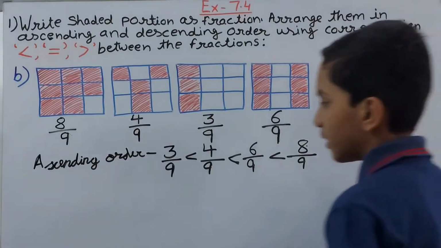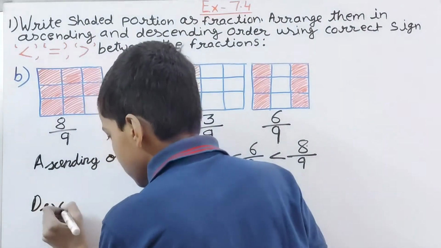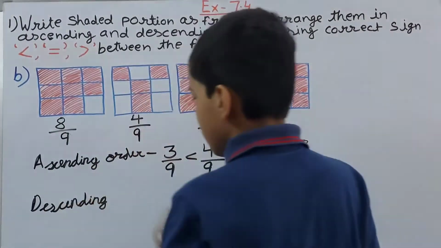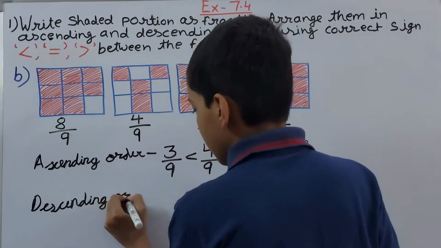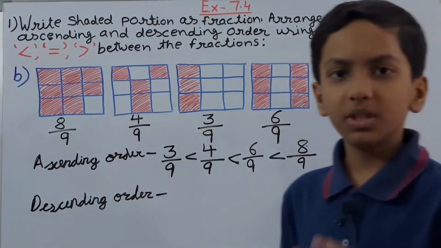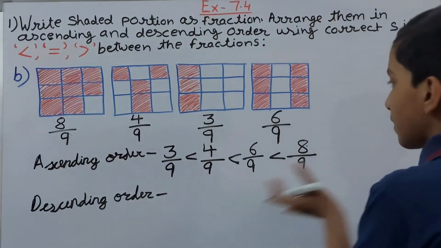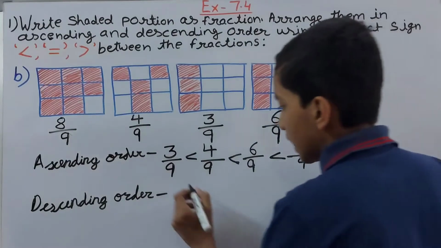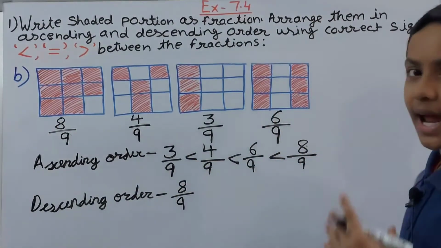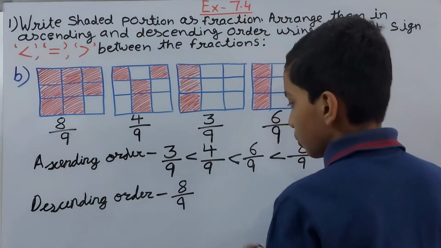Now we will start on writing the descending order. So descending order here, let us see what will be the descending order. So first we will start from the greatest fraction and end it at the smallest one. So over here, which is the greatest? 8 upon 9. And remember, we will always see them by the numerator when they are having the same denominator. We will always compare them by the numerator only.